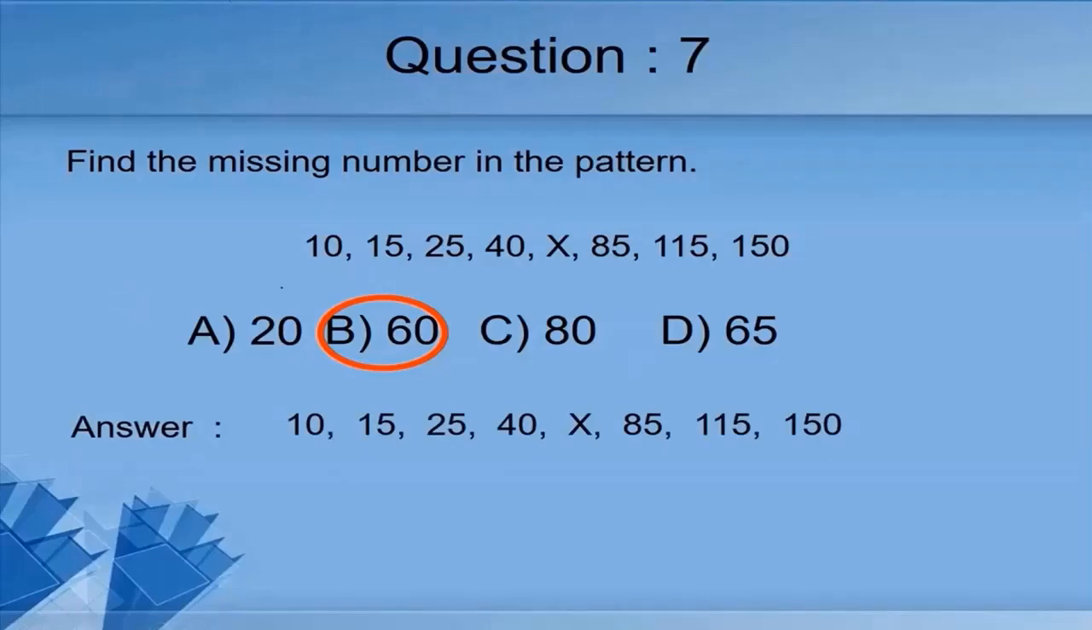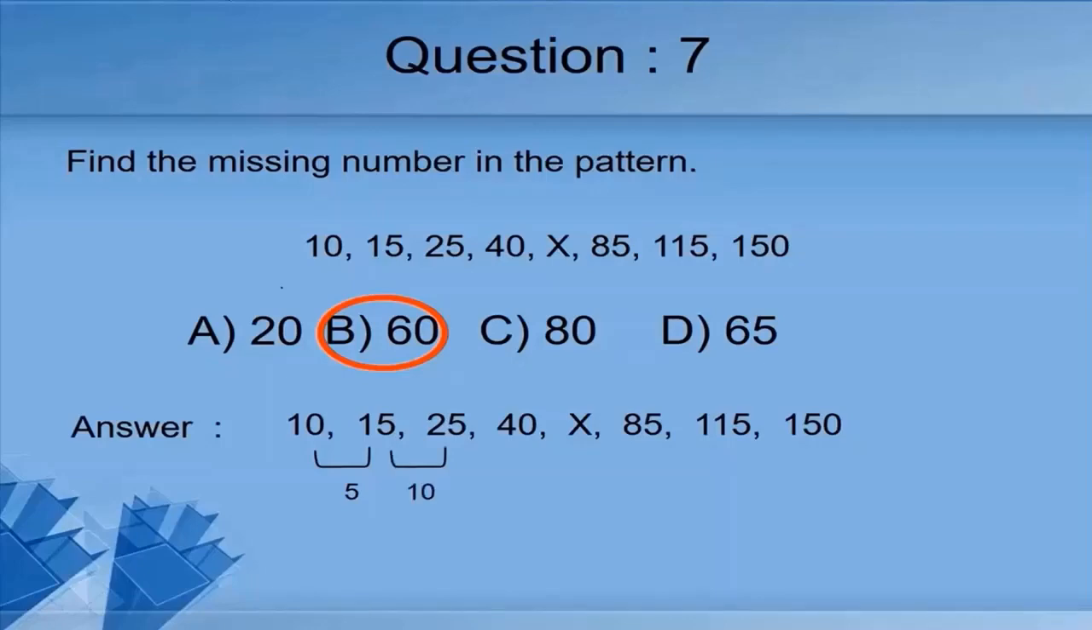First, this is going in increasing order. 10 plus 5 is equal to 15. Seeing this, we should not do this to all the numbers and find x. We have to do the pattern for every number to find x.